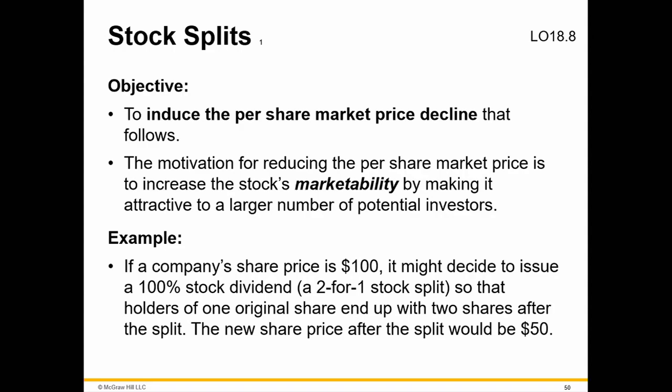So for example, if a company's share price is $100, it might decide to issue a 100% stock dividend, which is a 2-for-1 split, so that holders of one original share end up with 2 shares after the split. The new share price would be $50 per share. So 50 times 2 is 100, right? It still equals the same total value, but you're making it more affordable. $50 is more affordable than 100.